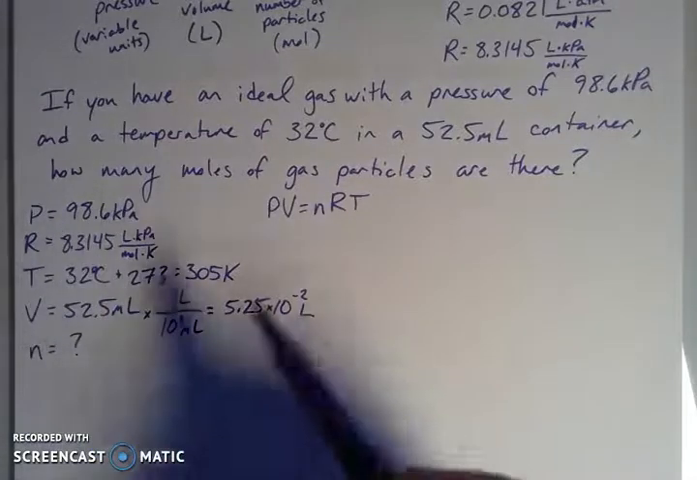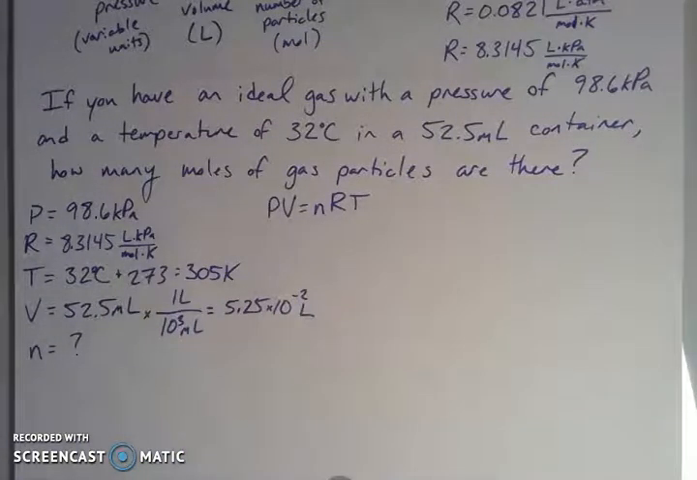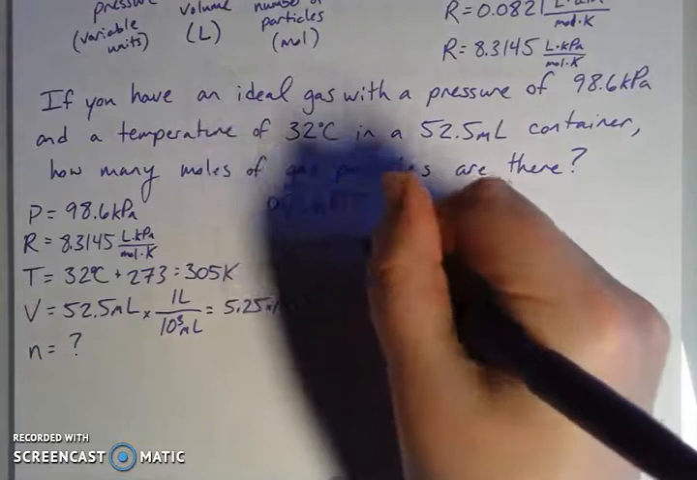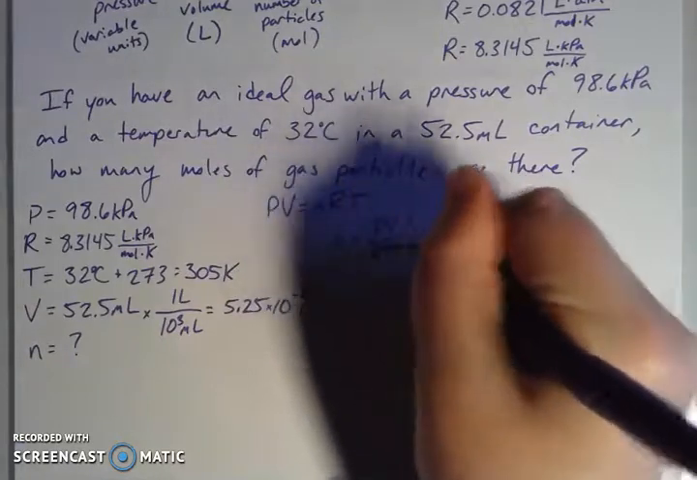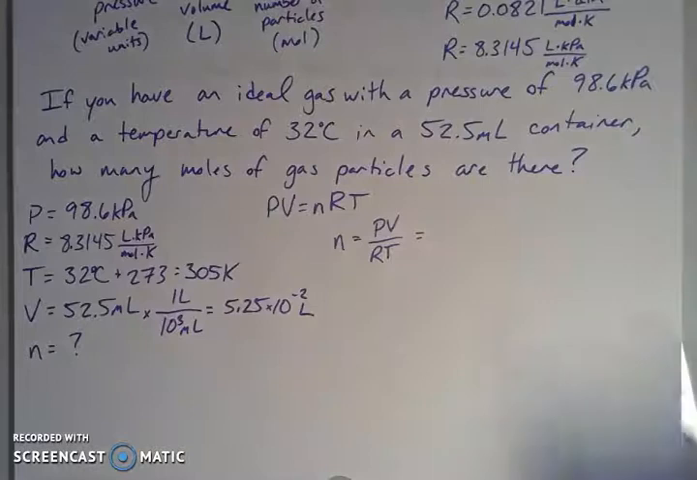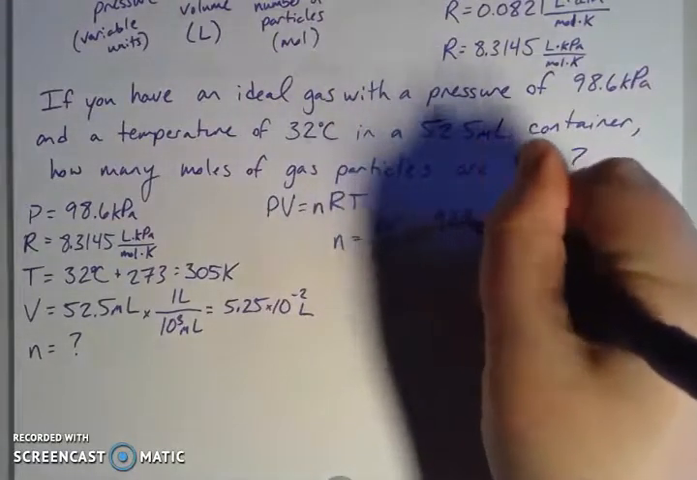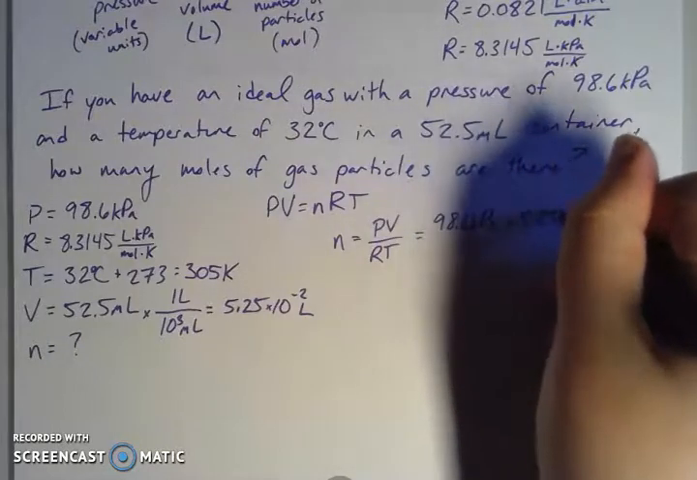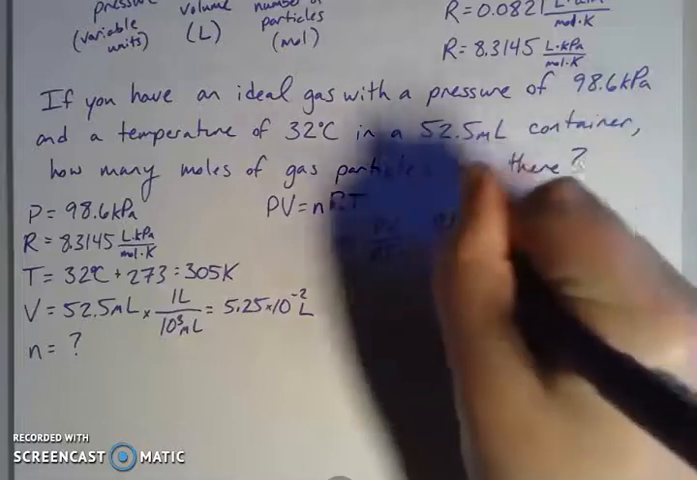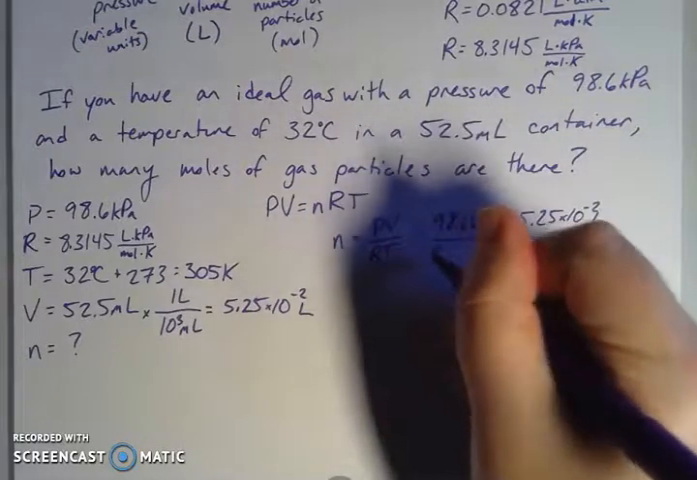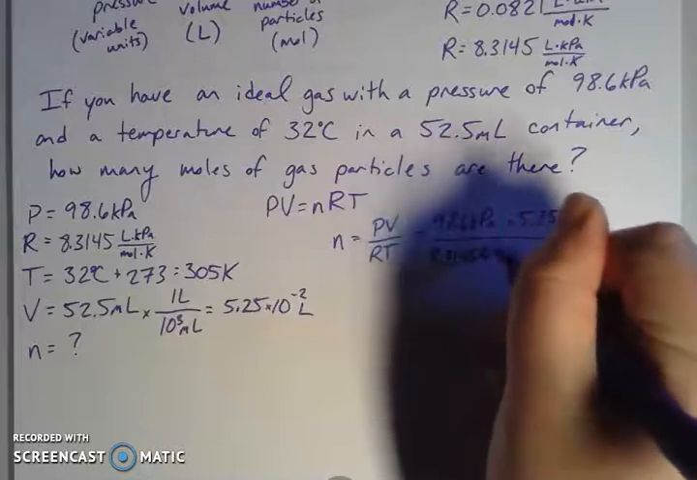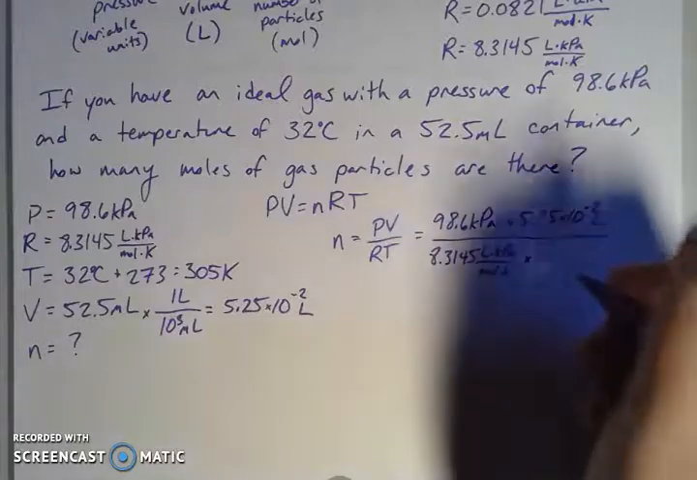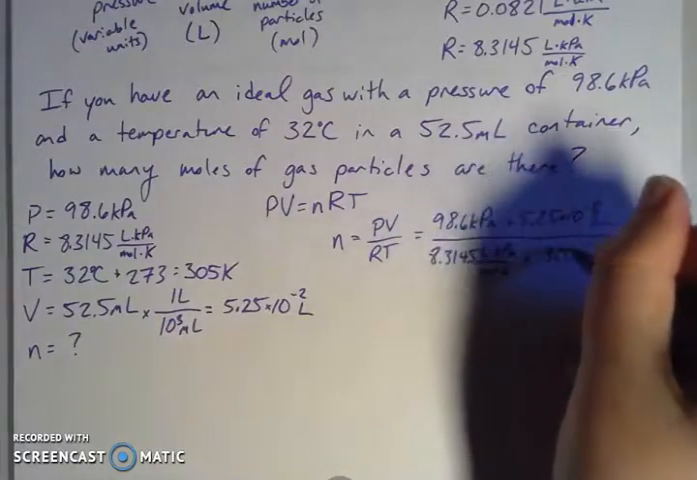Now that I've listed out all my variables, I can look at my equation and rearrange it to solve for the variable that I'm missing. So I'm solving for n here. n is equal to PV over RT. So then I can plug in my values that I've now converted or been given, times my volume, divided by my R, which is the constant, times my temperature, again absolute temperature, which is in Kelvin.